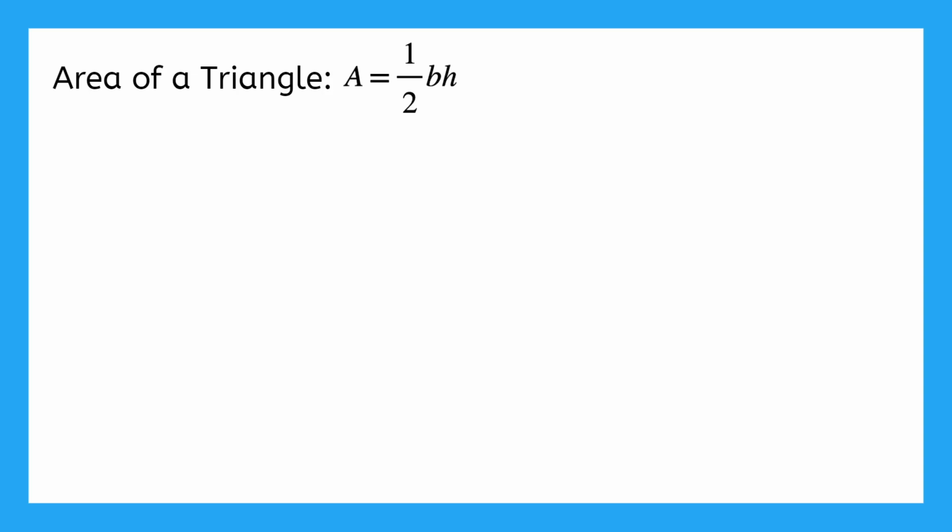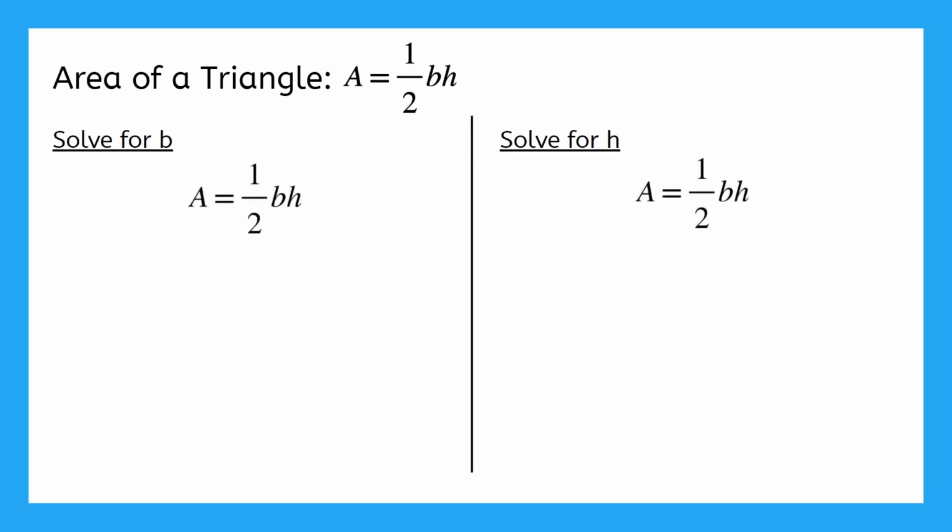This one has three variables, A, B, and H. A means the area of the triangle, the B stands for how long the base of the triangle is, and the H stands for the height. We're going to practice solving both for B and for H, because we're given A, and it's important to know that you can solve for any variable in a formula. First, we're going to solve for B.